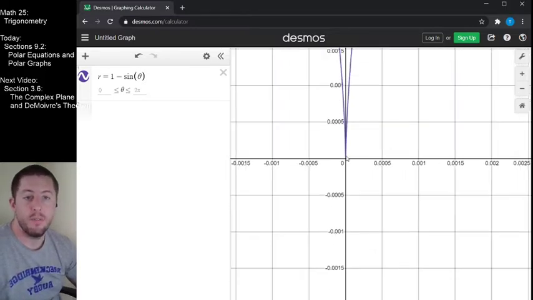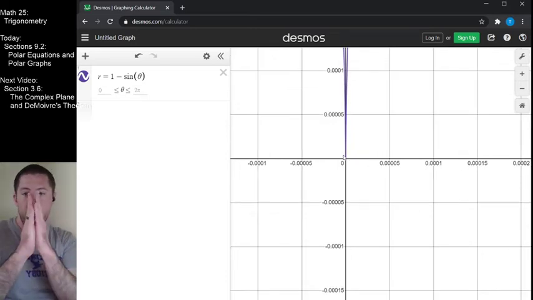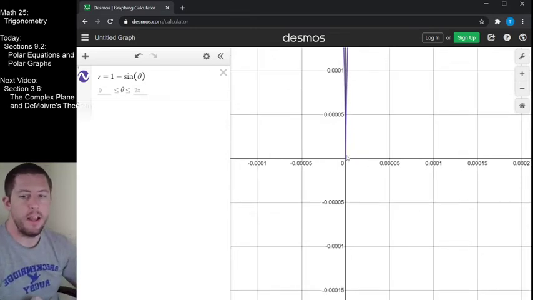In fact, I'd go so far as to say the steepness of the curve at 0 is that we are infinitely steep right there. Right? Which is a little bit weird.